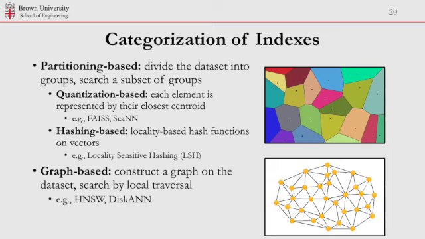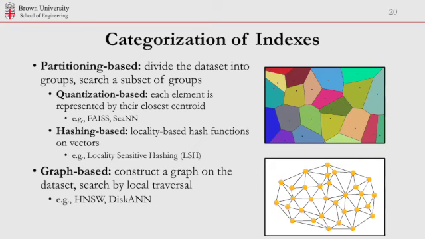So to talk about graph-based approaches, this is what my research mainly focuses on. The main idea is instead of grouping objects, you make connections between objects. Each object acts as a node in this graph, and you create edges between similar objects. And in order to search, you search locally over the data set with a best-first search. HNSW is a very popular graph-based approach used in a lot of applications. Some of you may have seen it.